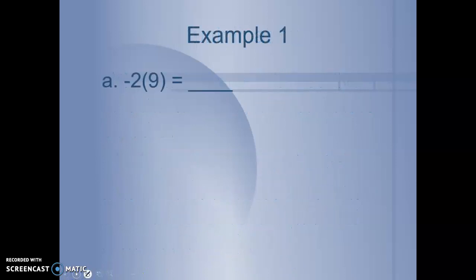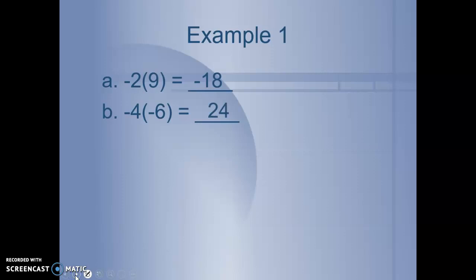Let's take a look at an example. Negative 2 times 9. Try that on your own. That should be a negative 18 because we have two different signs, a negative and a positive. What about this one? Negative 4 times negative 6. The signs are the same, so the product is positive 24.